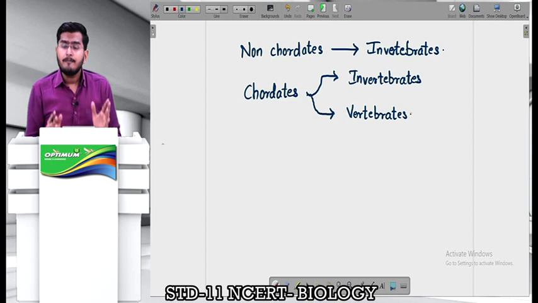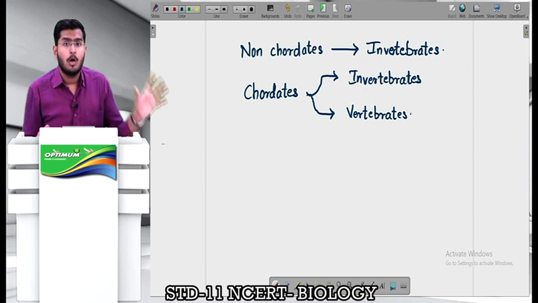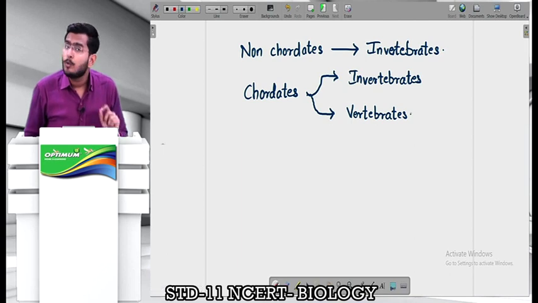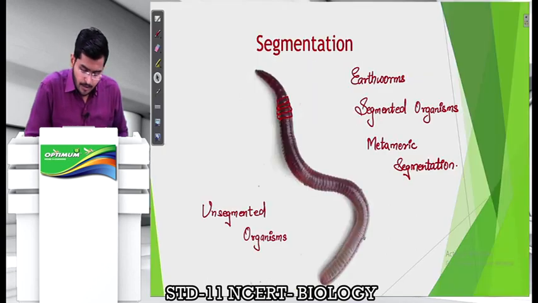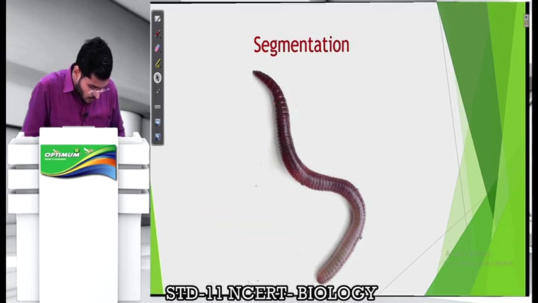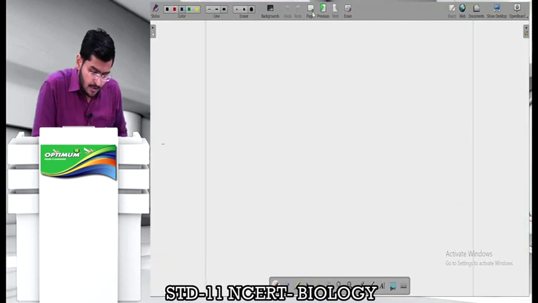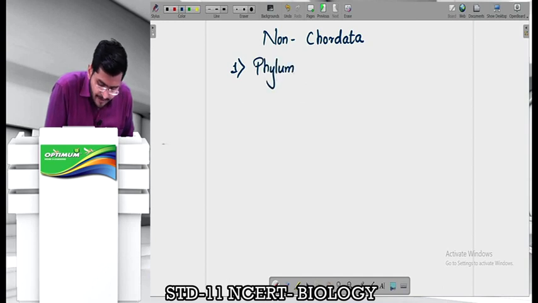Okay, so our basic kingdom Animalia has been divided broadly into non-chordates and chordates, and we are going to start with non-chordates first, under which we have a total of 10 phyla, and we are going to begin with the very first phylum, which is phylum Porifera. So please take note that under the category called non-chordata, we are going to start with the very first phylum, which is called phylum Porifera.